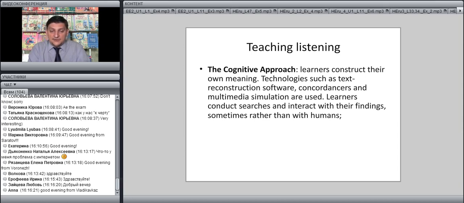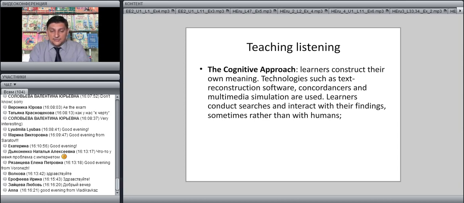Learners very often conduct searches, they interact with their findings, like, you know, for example, they've come across some ideas and they analyze them. And these findings are often more important than interaction with humans. So listening, again, plays only a secondary part here. It's not very important in this approach.